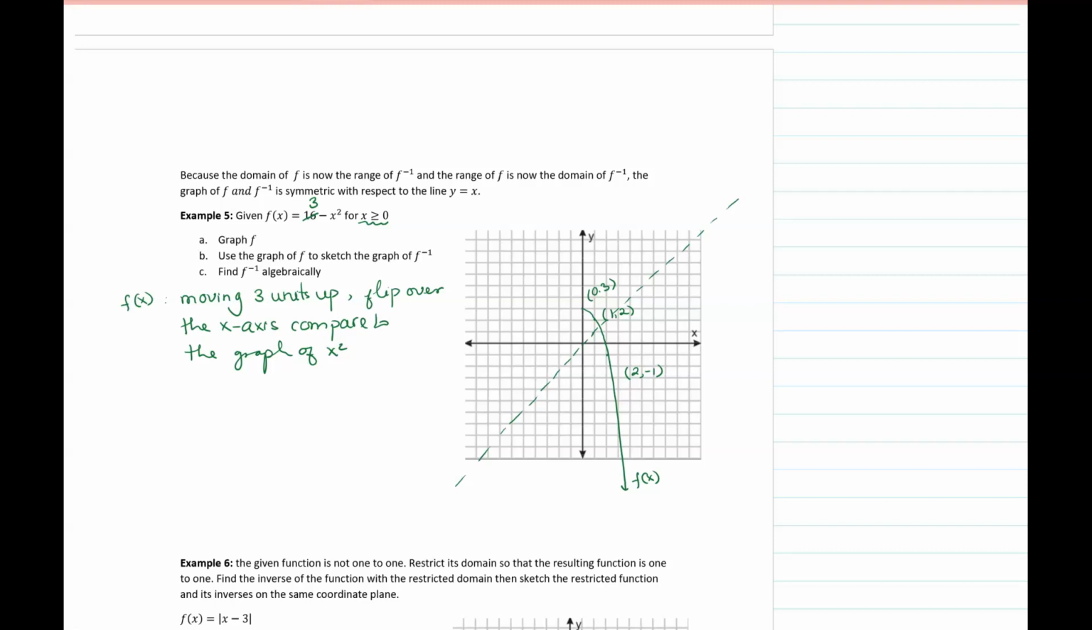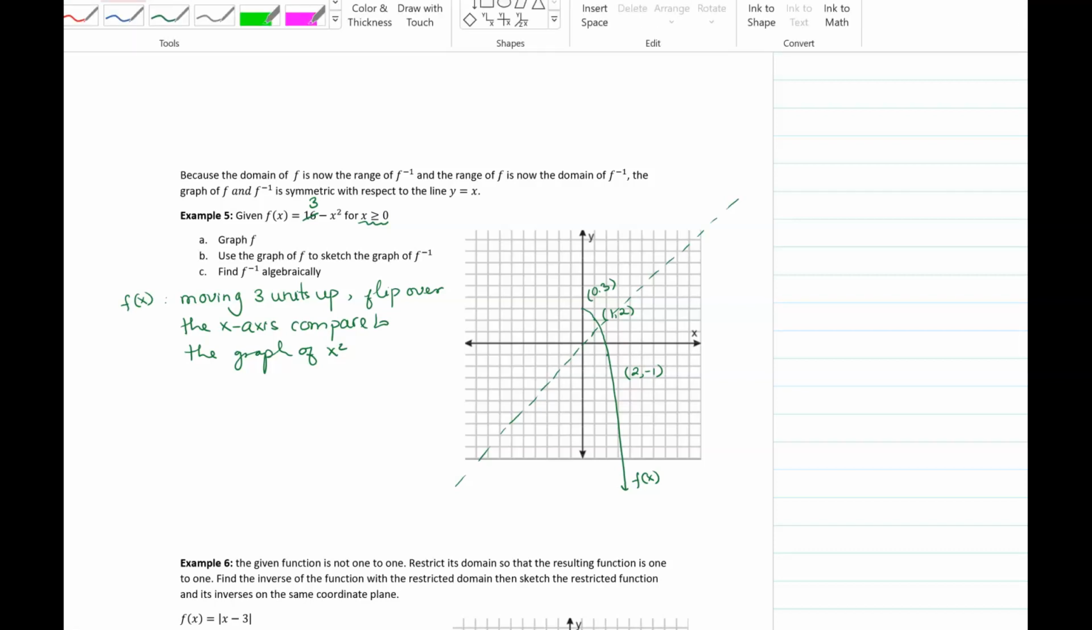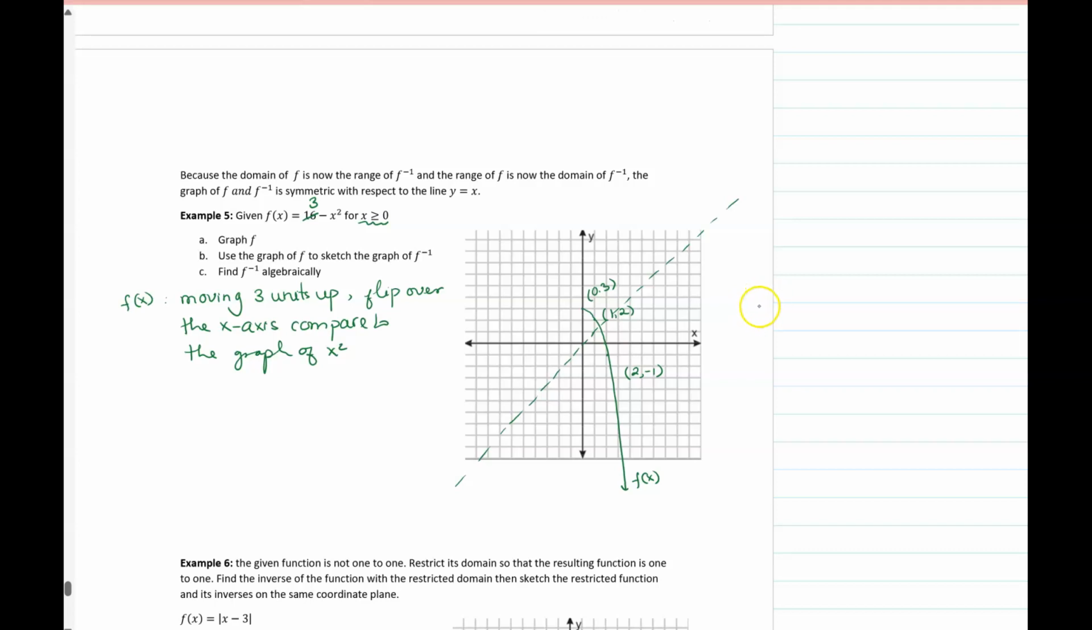To graph that, we need to find the points on the graph of f inverse of x. We start with 3, 0, 2, 1, and negative 1, 2. Okay, so 3, 0, 2, 1, and negative 1, 2. So this is the graph of f inverse of x.